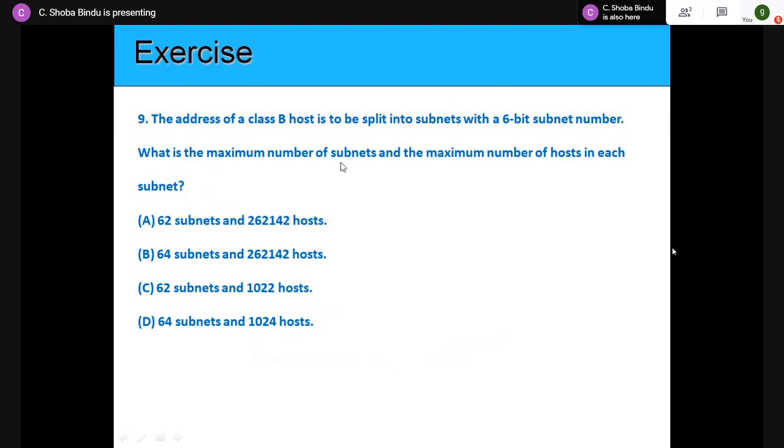A class B is split into subnets here. And what is the maximum number of subnets and what is the maximum number of hosts that you are going to have here? So in the class B, you can see that the first 2 bytes are specified as the network here, and in that network you can have this number of hosts. But what is used? You are making use of a 6-bit subnet here. So these 6 bits are used to represent the subnets here.